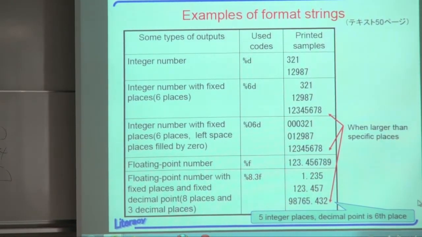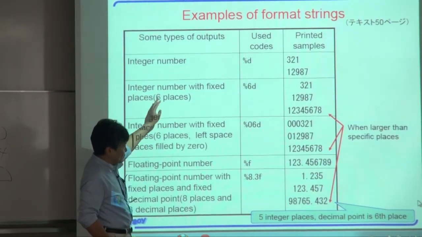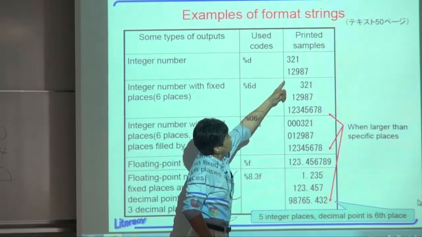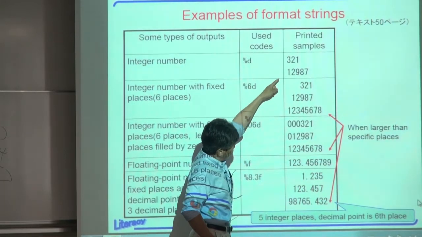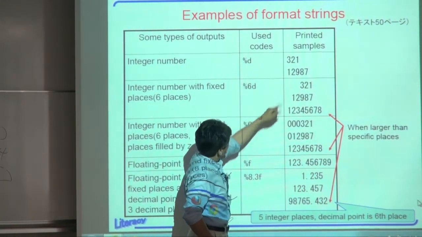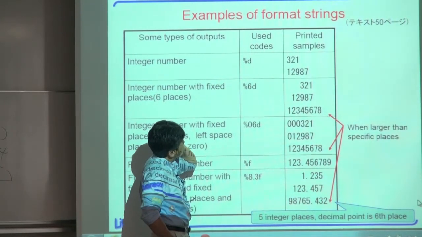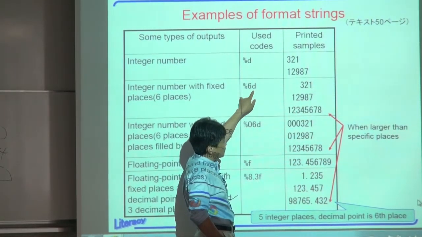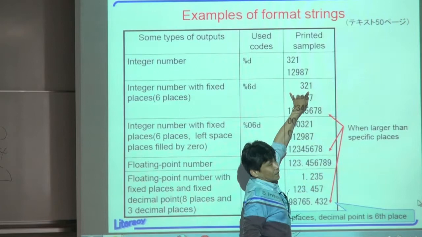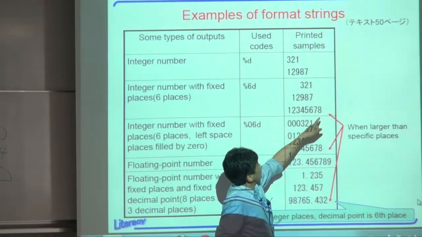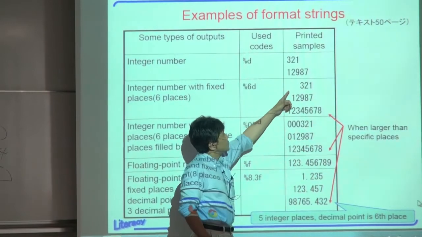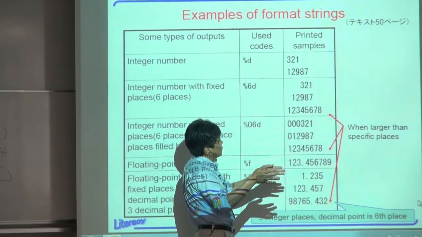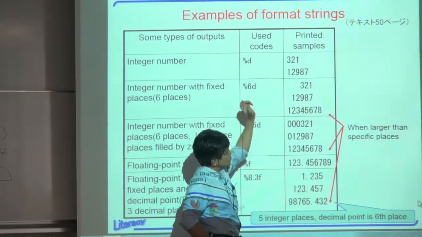So these are actual examples, several cases. In this case, decimal, the printed string is shown here. In this case, the computer actually prints out 6 characters. However, the actual number is 301. Only the rightmost 3 places are displayed. Okay.